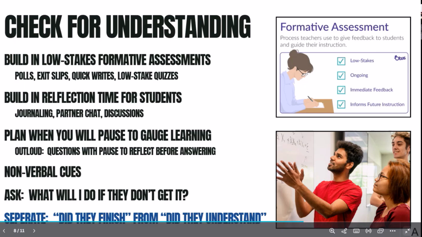Yes, for sure. And then plan when you're going to pause to gauge learning. That's what this really is. Okay. You're pausing, you're gauging the learning that has happened, and you're allowing them to immediately apply it. This is when I observe new faculty, this is the hardest thing for them. They're in the middle of teaching. They really want to ask the question, they ask it, but then they don't give the students time to reflect and think.